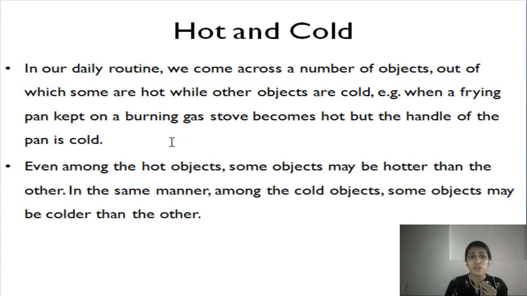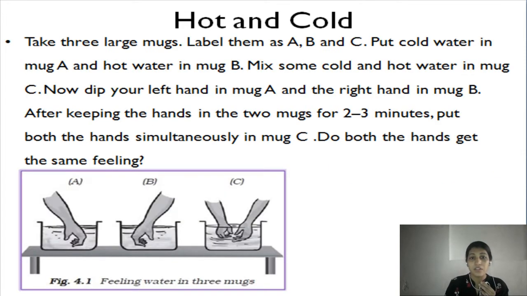So if I ask you the question, how to decide the relative hotness or coldness of objects, then your answer would be by simply touching them. But our sense of touch is not enough in telling us whether an object is hot or cold. So, this can be understood by performing an activity.